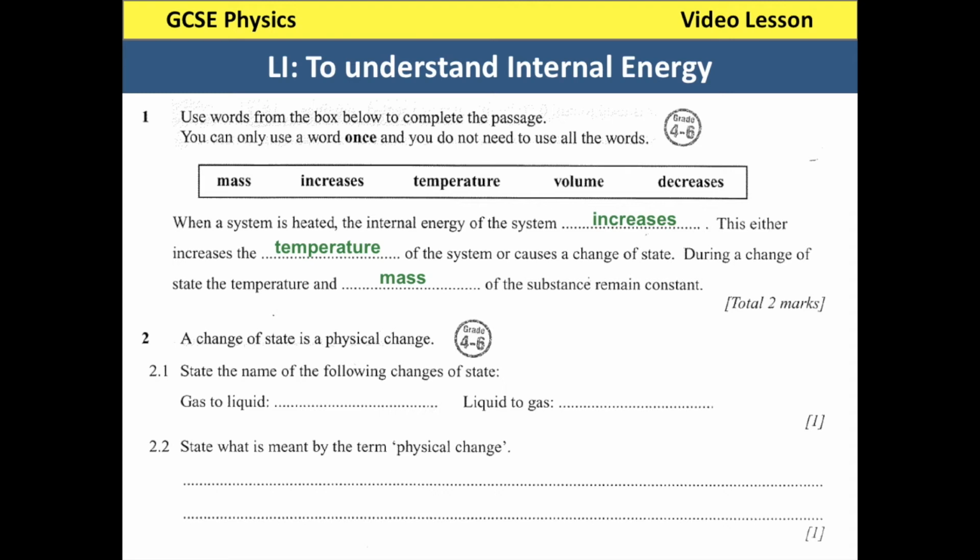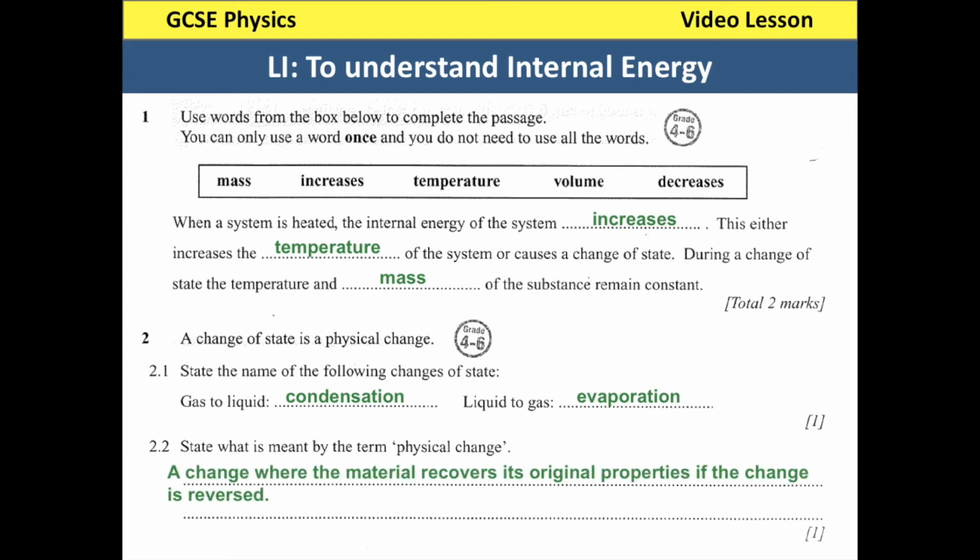A change of state is a physical change and it wants us to name these changes of state. So a gas to a liquid, that would be condensation, and then a liquid to gas would be evaporation. I will accept boiling for that answer though. And then what is meant by the term physical change, that's something that we looked at in a previous lesson. That is one where when the change is reversed, the material will recover its original properties.